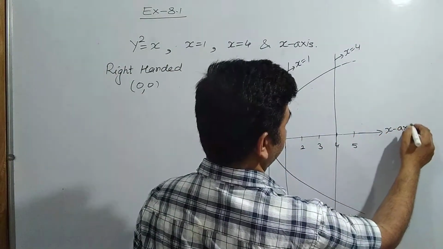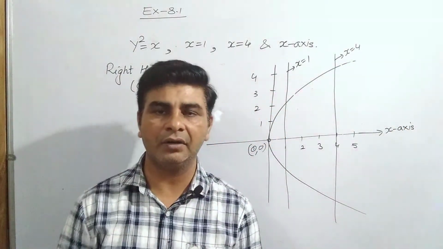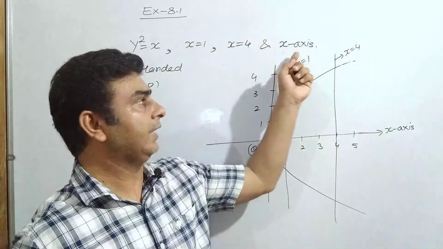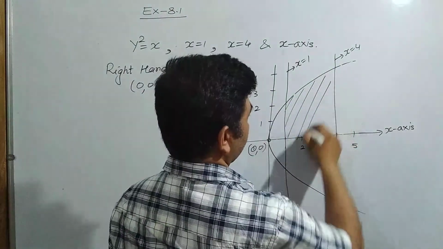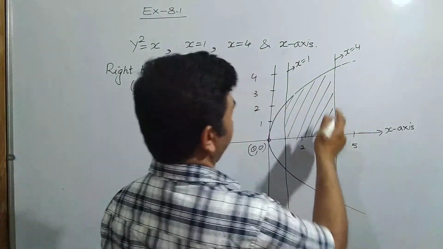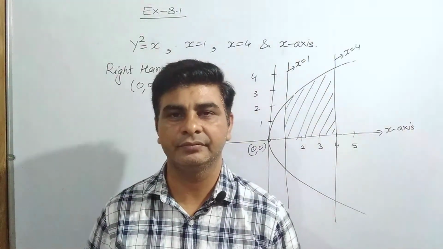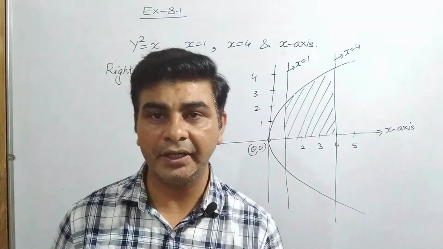This is your x-axis. So the area bounded between the curve, the lines x is equal to 1, x is equal to 4, and the x-axis is this one. This is the area, or this is the region bounded between the given curve and the given straight lines. अब क्या करेंगे? We need to find the area.